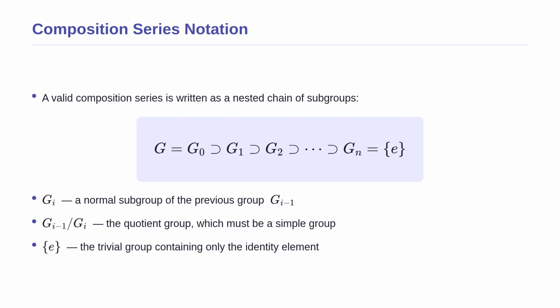This concept leads us directly to the mathematical notation for a composition series. The formula shows a chain starting with our main group G, which contains a smaller subgroup G1, which contains G2, all the way down to the trivial group containing only the identity element E. For this chain to be valid, each subgroup must be a normal subgroup of the one before it. More importantly, the quotient group formed by dividing one step by the next must be a simple group. This means the mathematical gap between each step cannot be broken down any further. If you increase the size of the starting group, the chain simply gets longer, but the fundamental rule of indivisible gaps remains exactly the same.